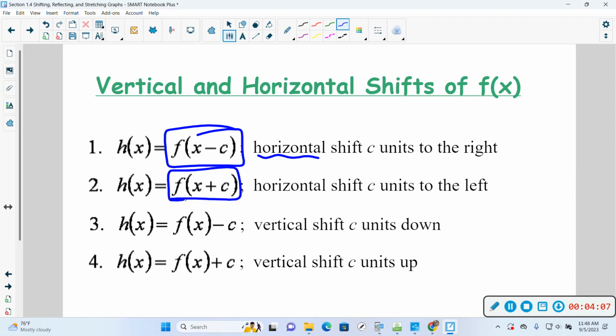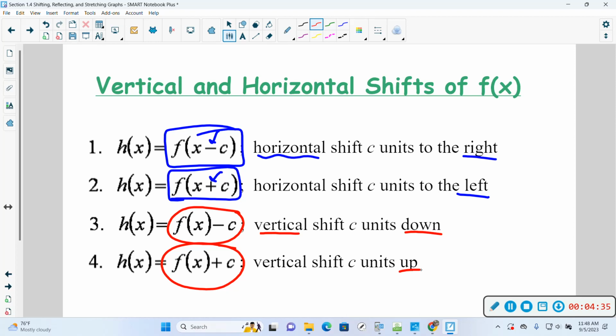And it's kind of opposite of what you would think. The minus c moves it right. The plus c, if you add a value, left. And then we're going to switch. If you fill this in on the blank, if you subtract a number from the back, it's a vertical shift down. If we add something to the back, it is a vertical shift up. So you need to fill in what I circled in blue and red on the blanks on your note packet.